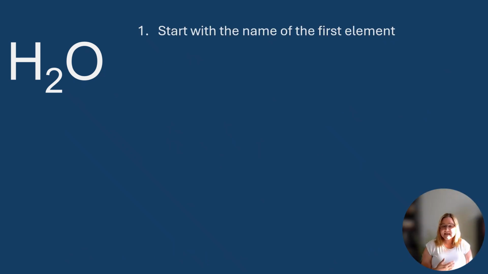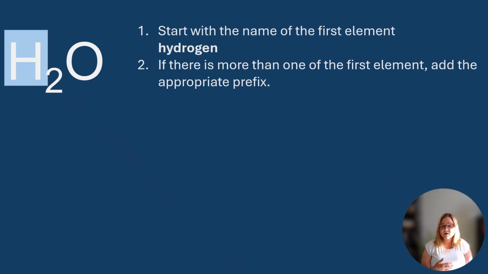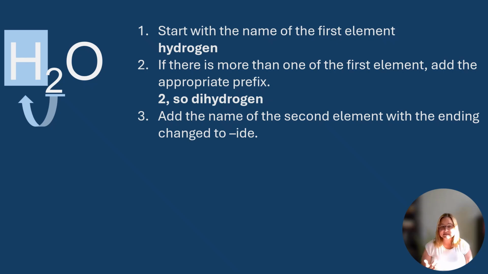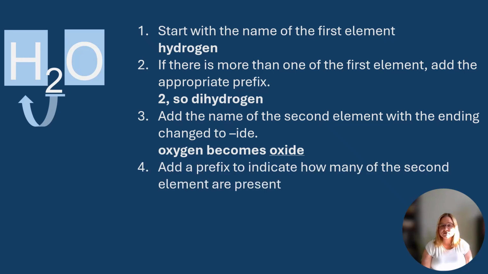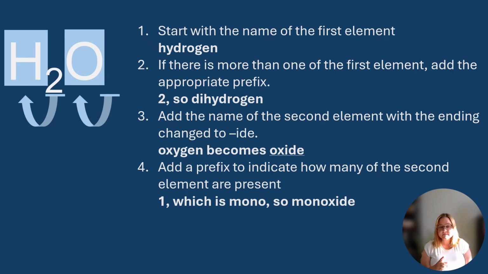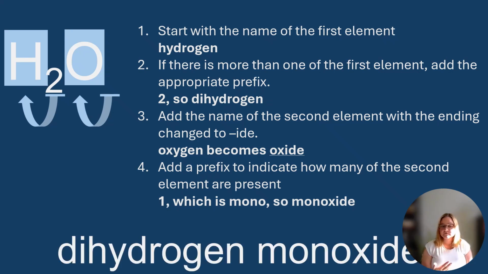Our first atom is hydrogen. There are 2 hydrogen atoms. We need to use the di prefix here. Second element is oxygen, so we need to use the term oxide. There is a single oxygen atom in this compound, so we will use the prefix mono. Remember that we will only drop the prefix for the first atom. We will always include the prefix for a second atom, even if there is just one. The name of this compound, therefore, is dihydrogen monoxide.